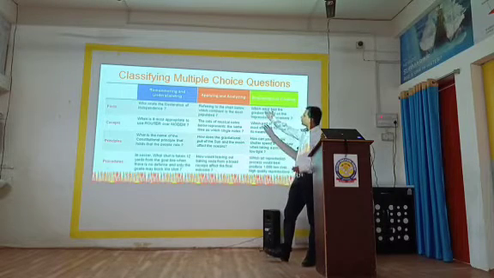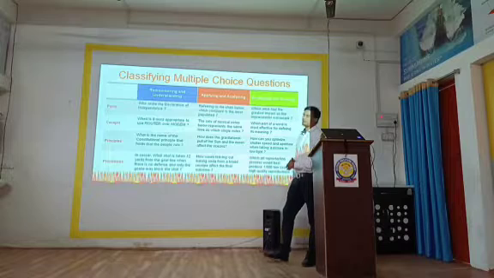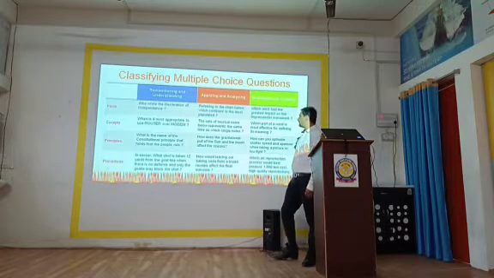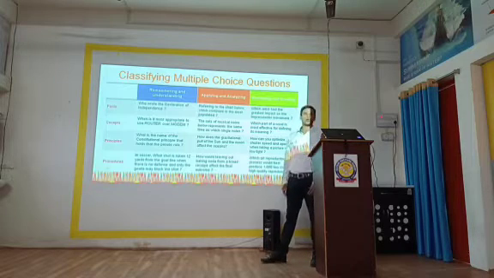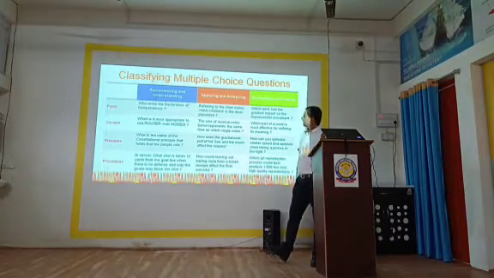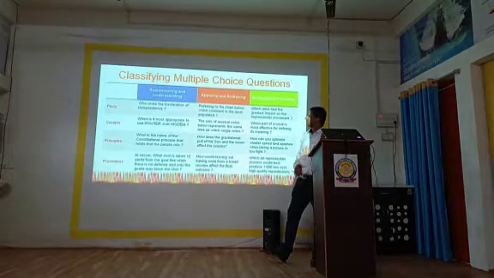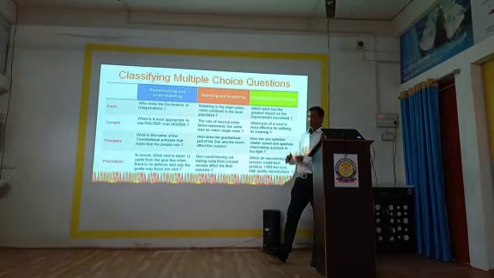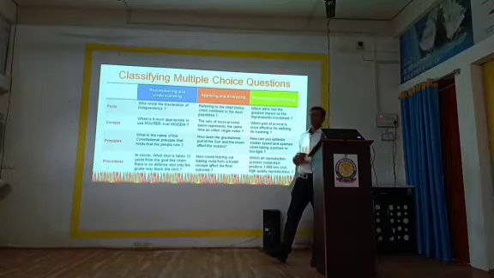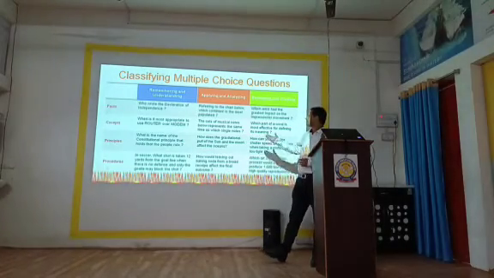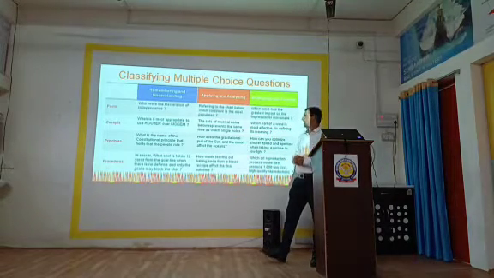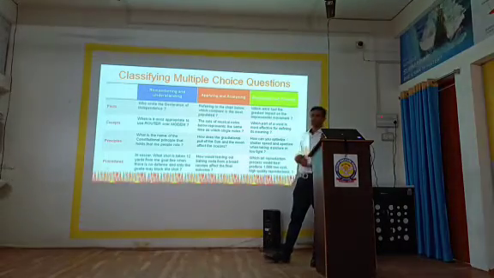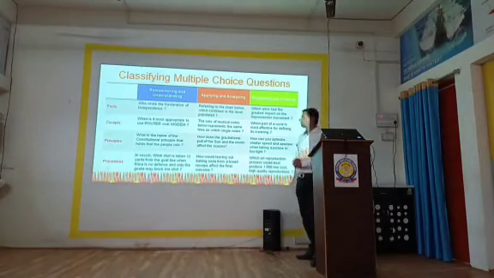Next one, we can use applying and analyzing with a principle. How does the gravitational pull of the sun and the moon affect the ocean? Okay, so we can say that it is based on applying knowledge, and we can apply knowledge with the help of some principle. So what is the principle? How the gravitational pull of the sun and the moon affect the ocean. We have seen that the tidal effect is very important at full moon.